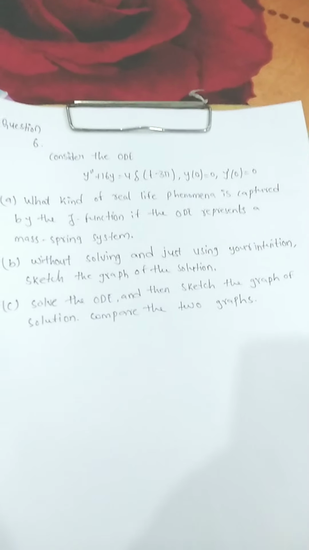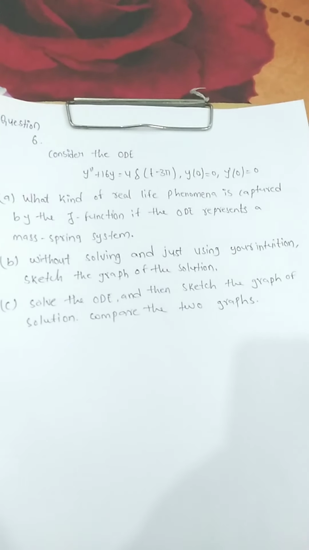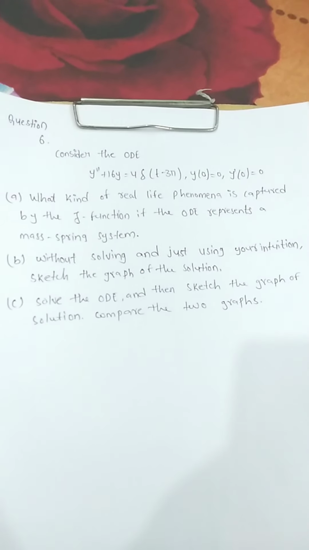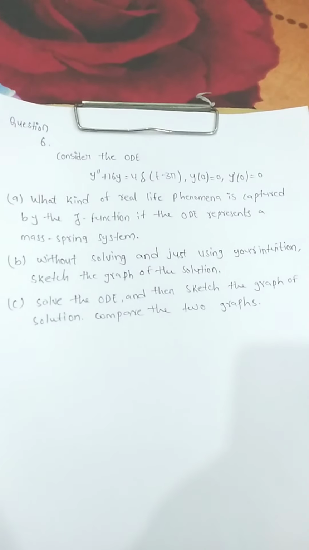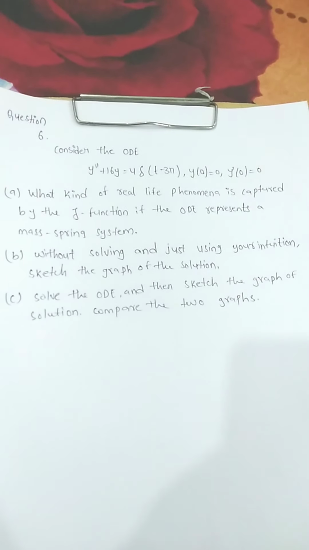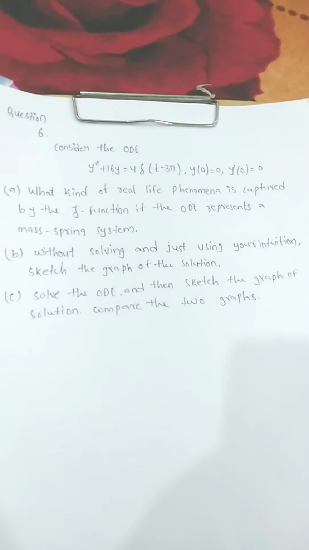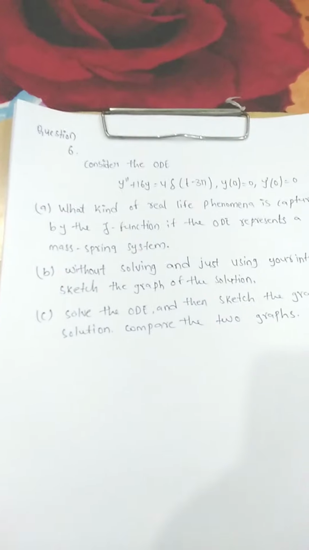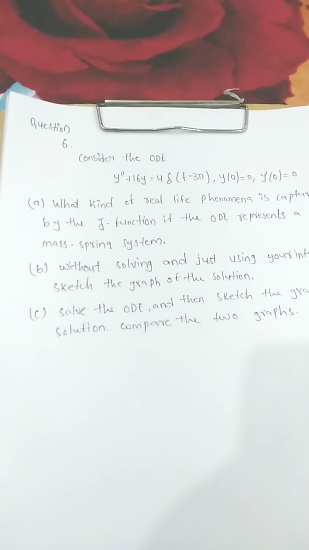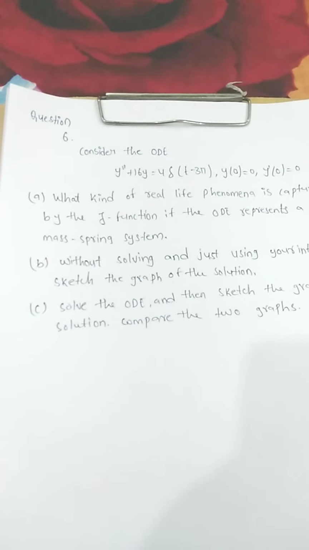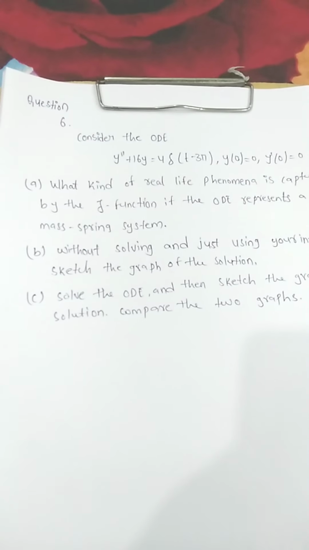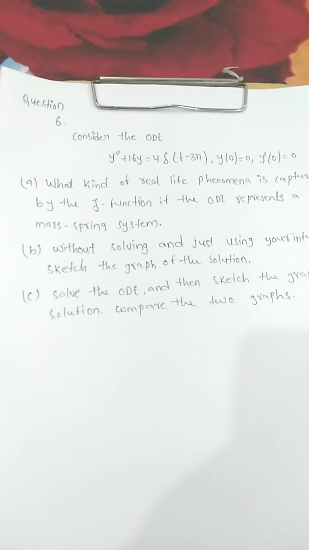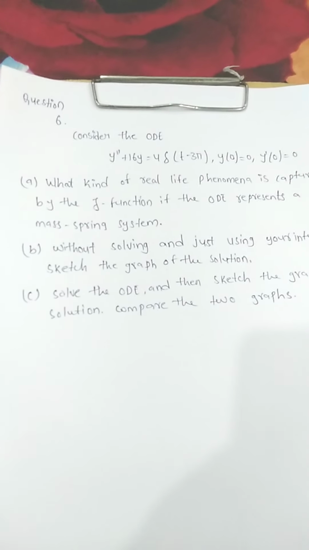the ODE represents a mass spring system? And part B, without solving and just using your intuition, sketch the graph of the solution. And part C, solve the ODE and sketch the graph of the solution, then compare the two graphs. So for part A, the force applied on the mass spring system is for a very short time, and the delta function represents the force during that time.